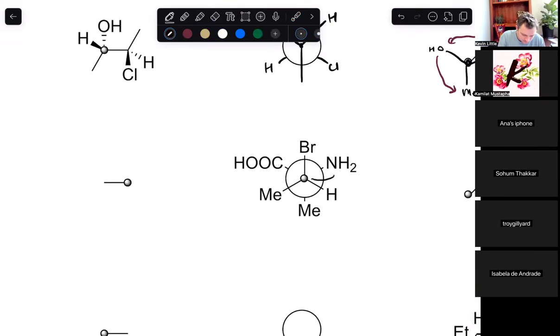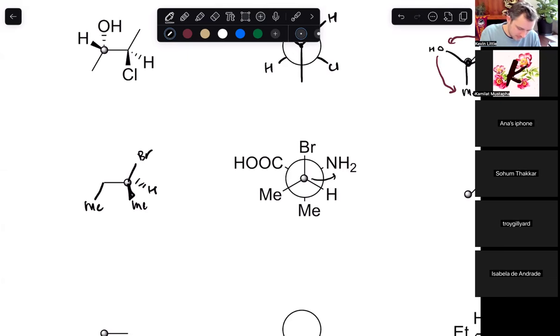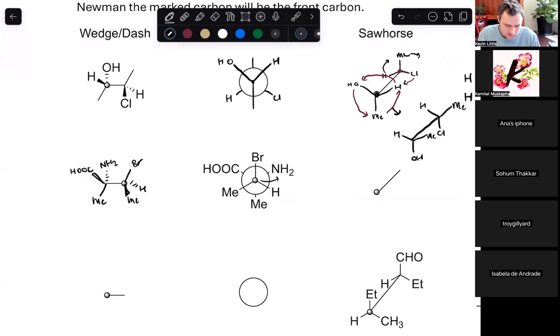So I'm rotating the front of this molecule to the right to get to this wedge dash. It's going to put bromine straight up. It's going to put methyl on a wedge and hydrogen on a dash. Methyl is straight down as well. NH2 is going to be on a wedge. And this carboxylic acid is going to be on a, oh wait, no, I did that backwards. Carboxylic acid is going to be on a wedge and the NH2 is going to be on a dash. Okay, so that's my wedge dash structure.